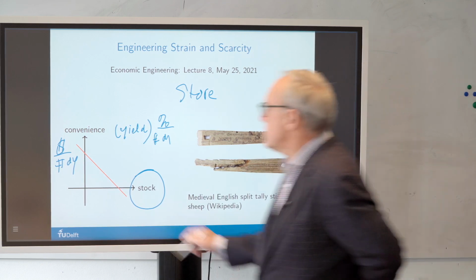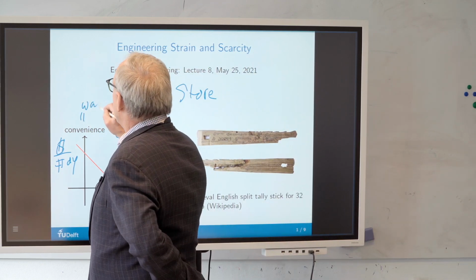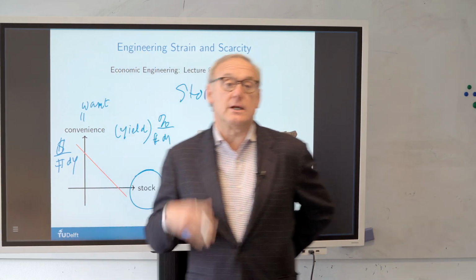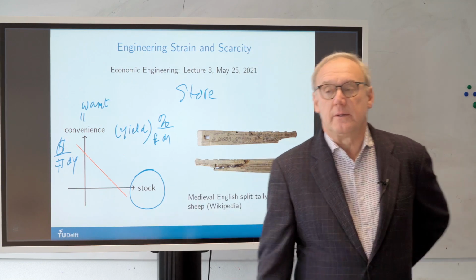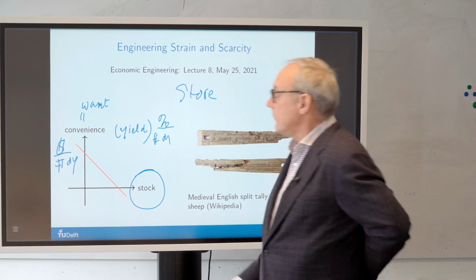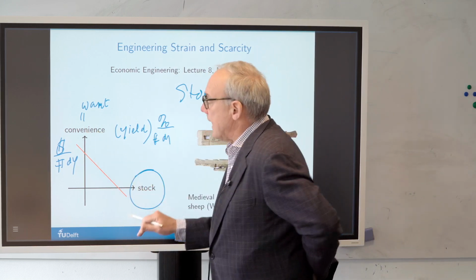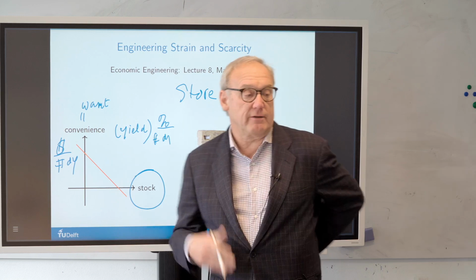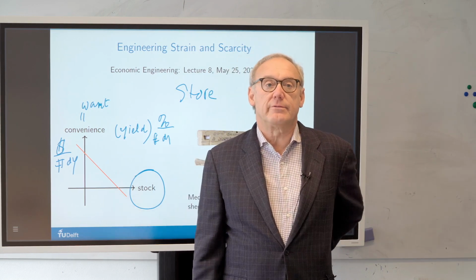So the convenience is a sort of want. It is a want. It tells you how much you want to keep the stuff in storage. All right? Now, the hypothesis is that this convenience is a decreasing function of the amount of stock you have.